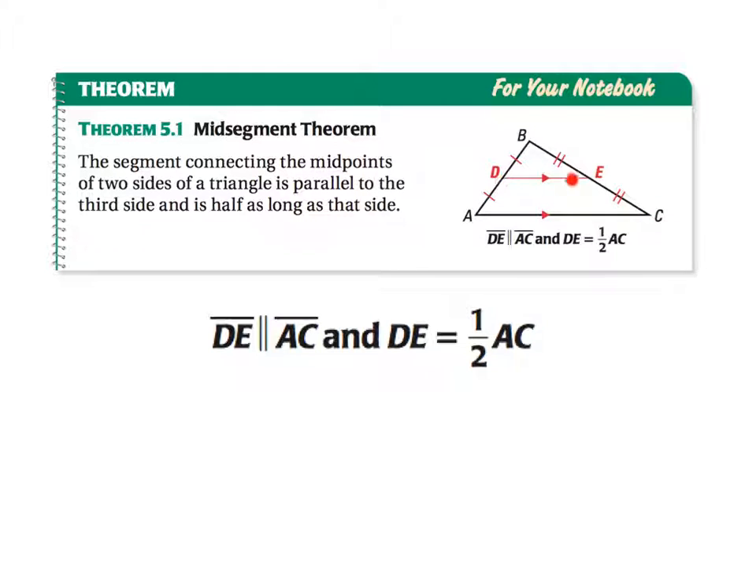Once you identify the midsegment, you can assume that the midsegment is parallel to the side it is not touching, so DE is parallel to AC. And you can also assume that the length of DE is half of the length of AC. So if AC was 10, then DE would be 5. So again, the midsegment theorem tells us that the midsegment is parallel to the side that it is not touching, and it is also half the length of that side it is not touching.